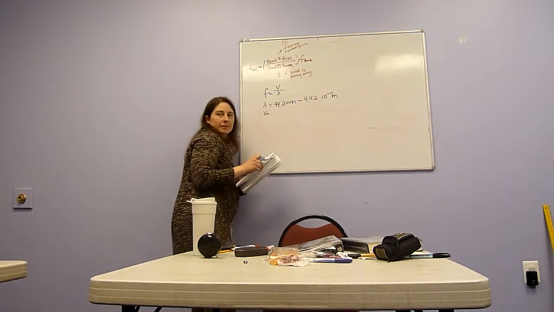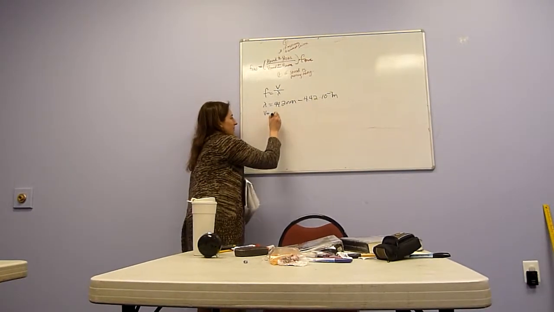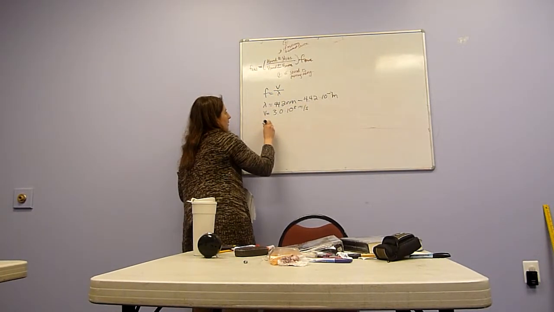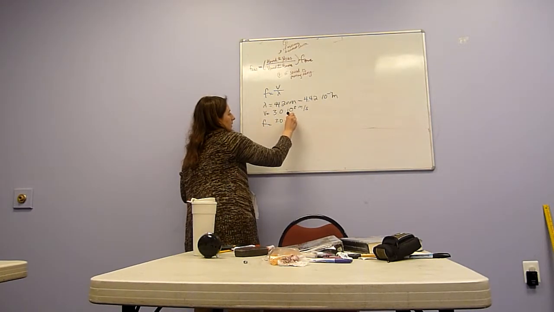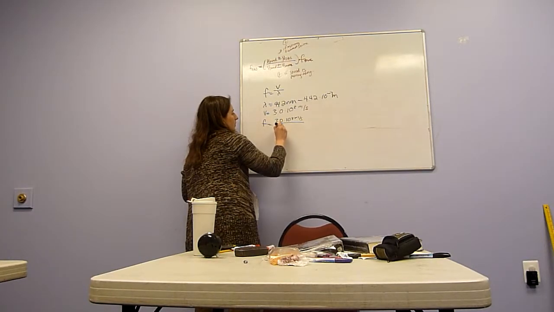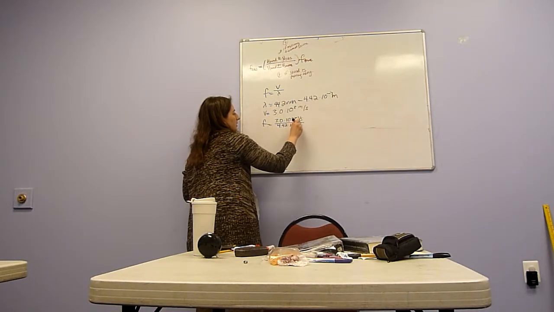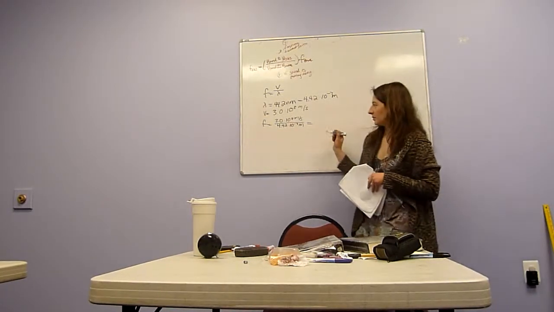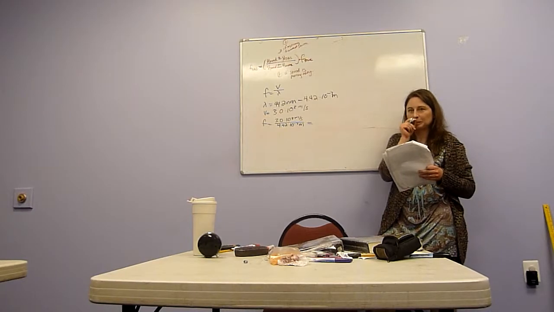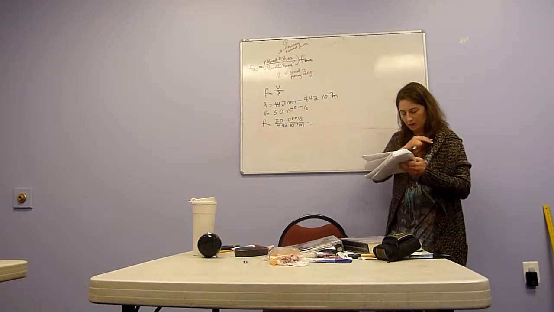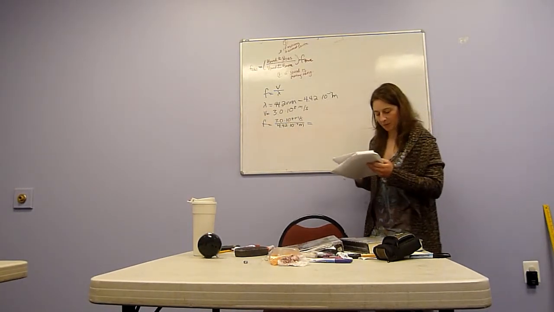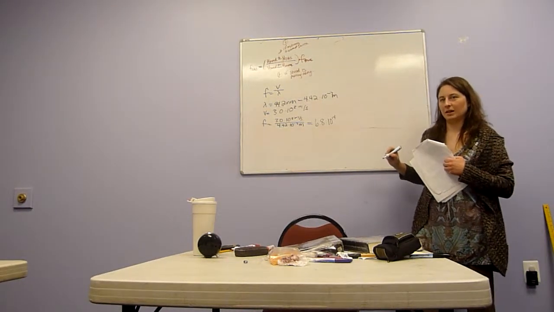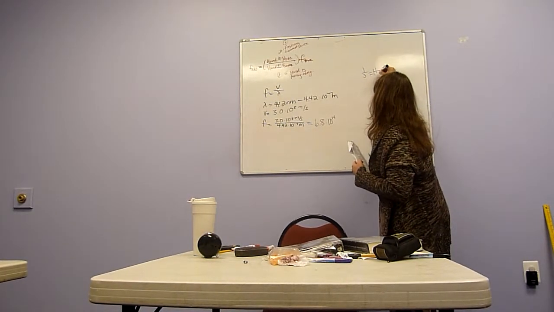Come on, Josh, you know this. Oh, 3.0 times 10 to the 8th meters per second. Okay, so frequency is going to be that divided by the wavelength, 4.42 times 10 to the negative 7 meters, which is what? 6.8 times 10 to the 14th. And what's my unit? Hertz. 1 over a second is equal to hertz. So either one is fine.